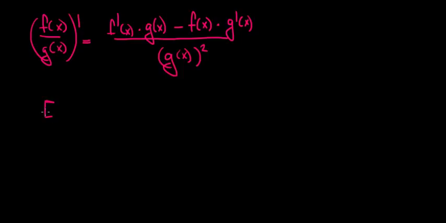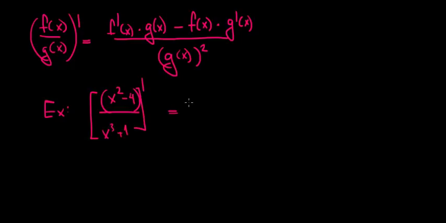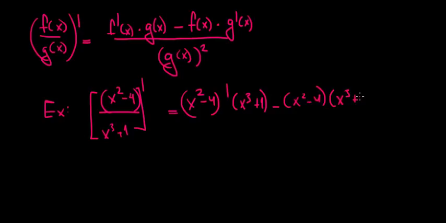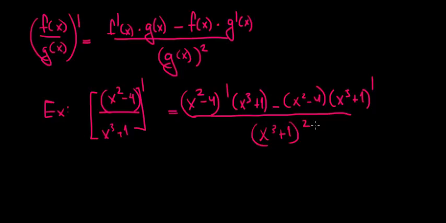For instance, if we have x to the power of 2 minus 4, sorry, x squared minus 4, divided by x cubed plus 1, and we take the derivative of all of this, we take the derivative of the first term times the second term, minus the first term, x squared minus 4, times the derivative of the second term, x cubed plus 1, divided by x cubed plus 1 to the power of 2.